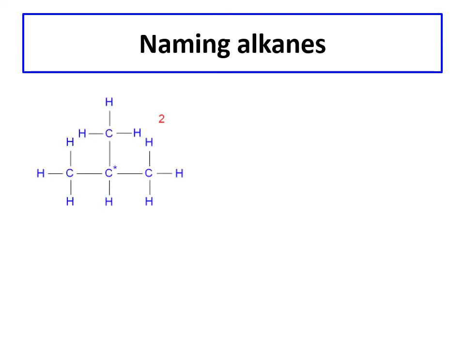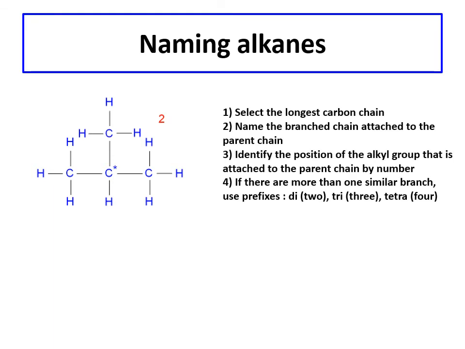Okay, so we shall take one example. For example, you have this molecule, this isomer, so you do as usual. What you need to do is select the longest carbon chain. So here I'm going to just do it. Here in the middle I have 1, 2, and 3. And then I need to name the branch chain attached to the parent chain. So the branch chain is this one, which is methyl. And then I need to identify the position. The position is currently at carbon number 2.